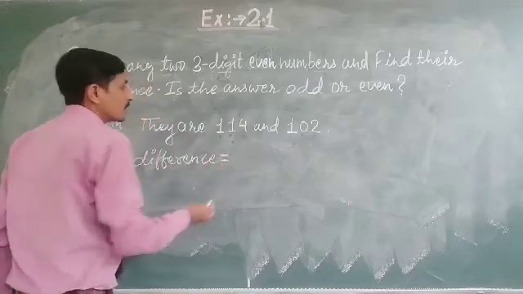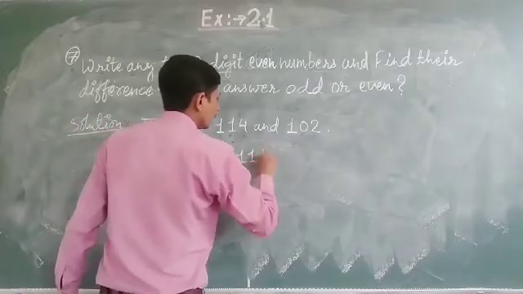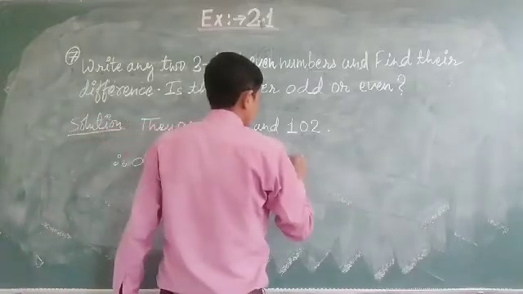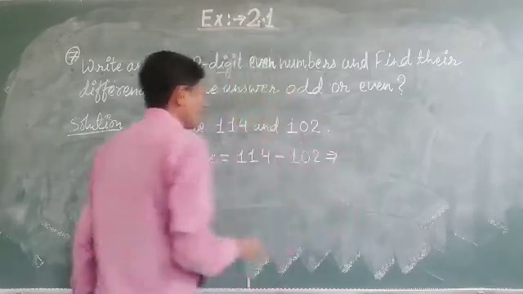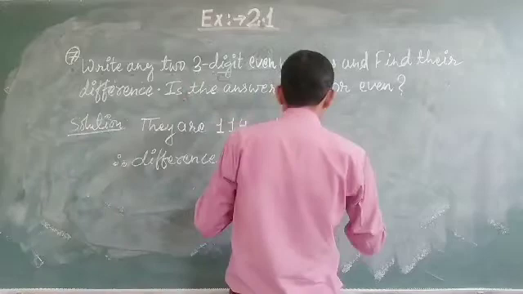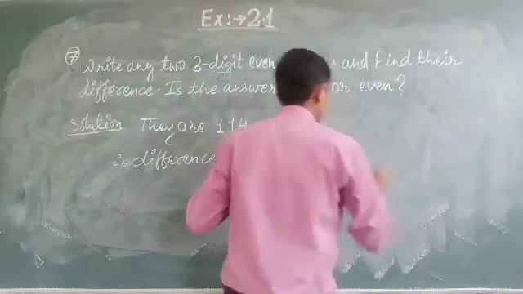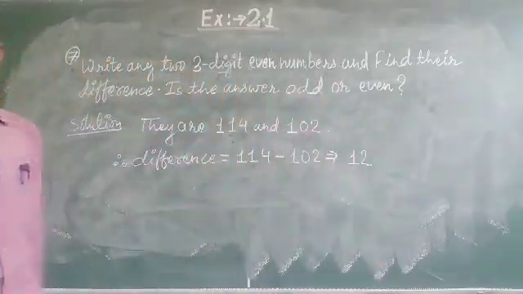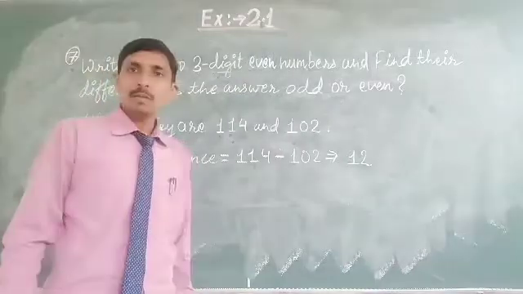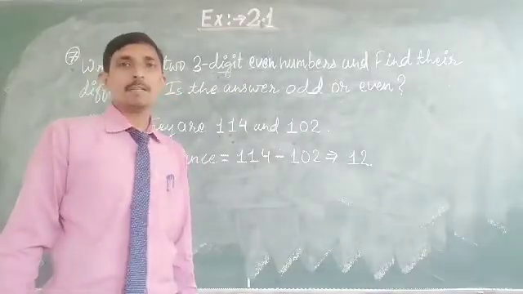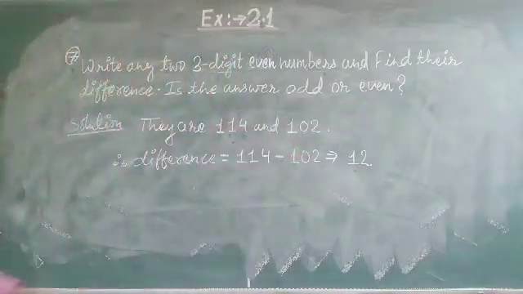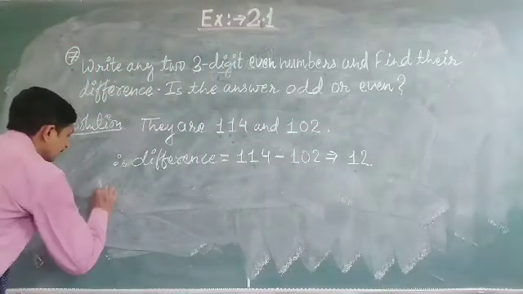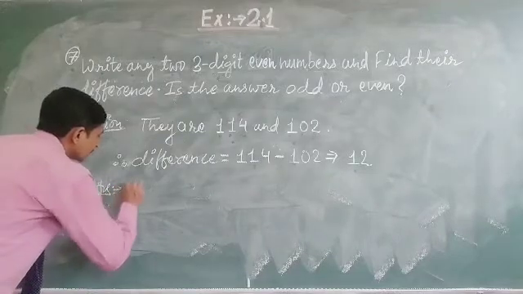Now the difference equals 114 minus 102. When we subtract, we get the answer 12, and 12 is divisible by 2. That means numbers that are divisible by 2 are even numbers, so the result is always even. So in this way we can write the answer.